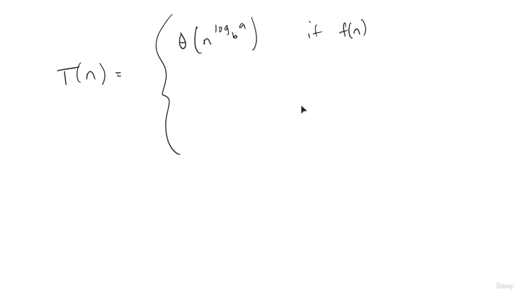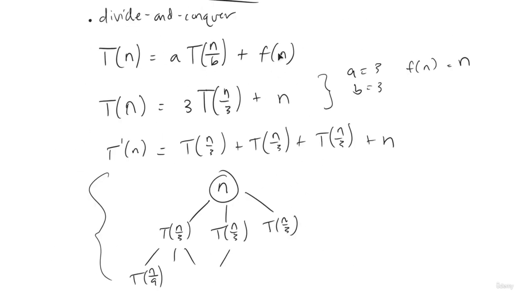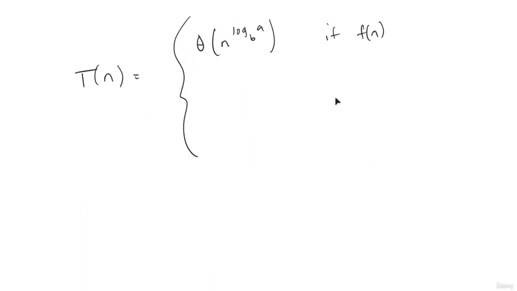So if we have a recursive function of the format that we had above, then it falls into these three cases. Case one is it's going to be theta of n to the log base b of a, if the function f of n, this function over here, is equal to big O of n to the log base b of a minus some epsilon, where epsilon is greater than 0. I'll explain all this shortly.